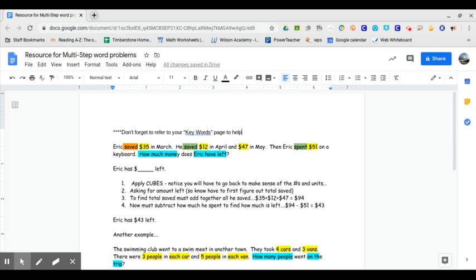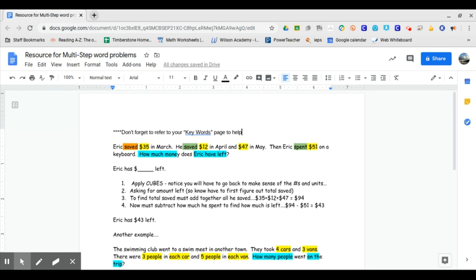Hey everybody. So our first IXL this week is talking about multi-step word problems. And like I said, this resource is going to be in your classroom. Definitely don't forget to go to your keywords page because that's what's going to help. When you see multi-step, which I put up here, that means more than one step. So this is a little different from what we've done. But you can do this.